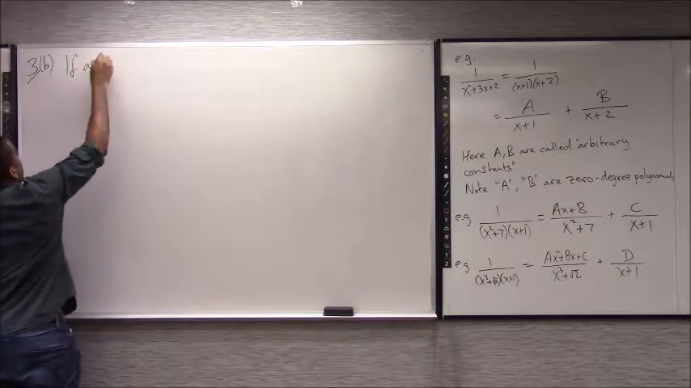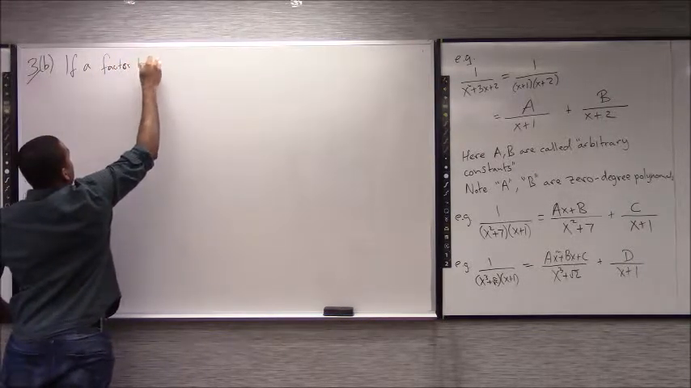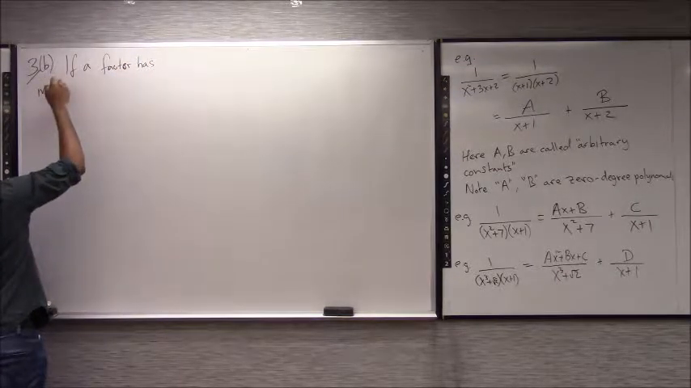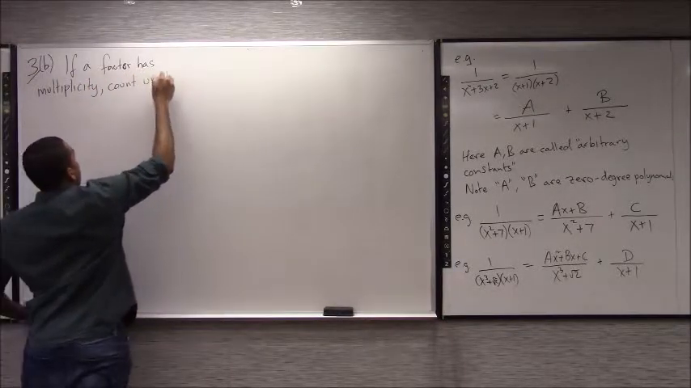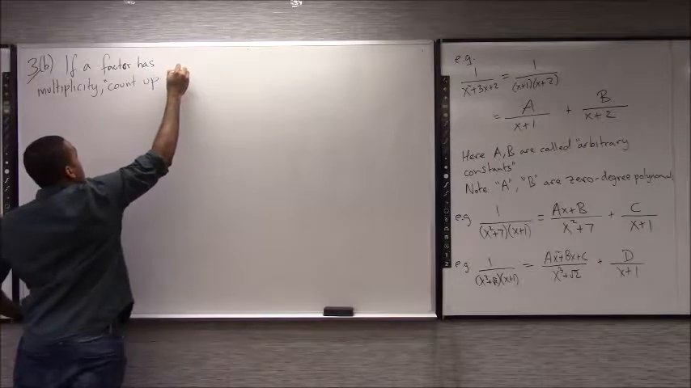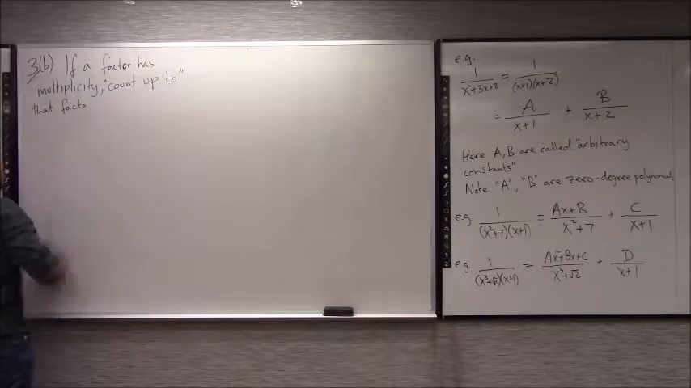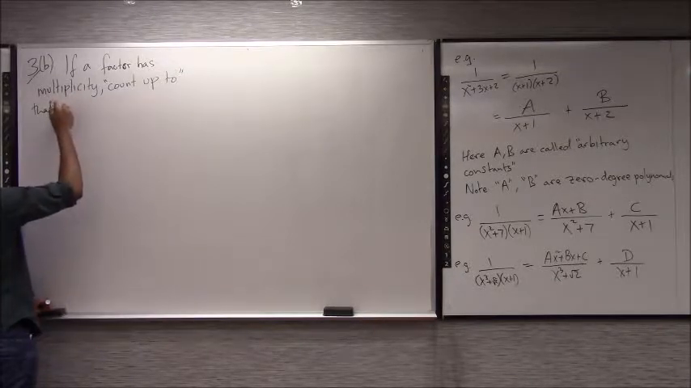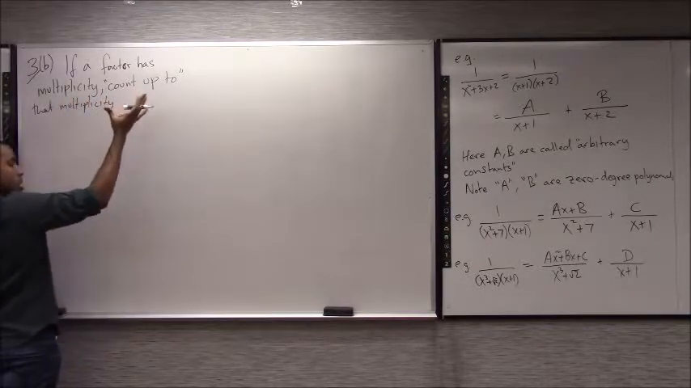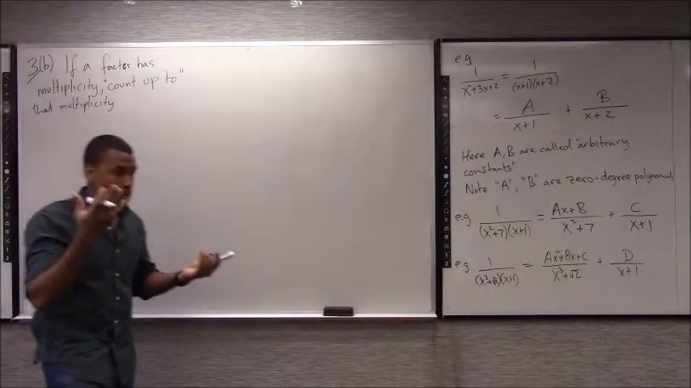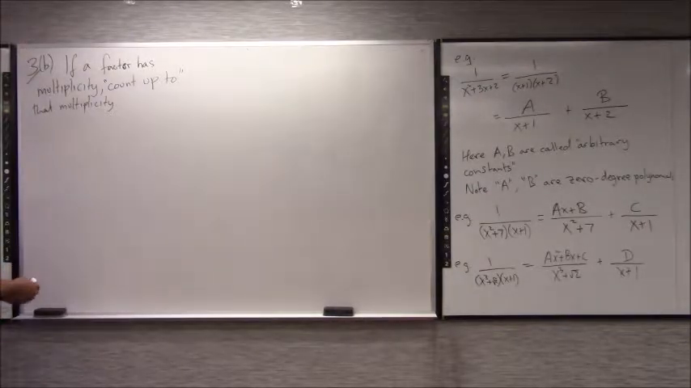If a factor has multiplicity, count up to. That's not meant to be descriptive, that's kind of meant to be just a cue for what you know how to do. I'm going to show you what I mean by count up to. So the idea is the following.